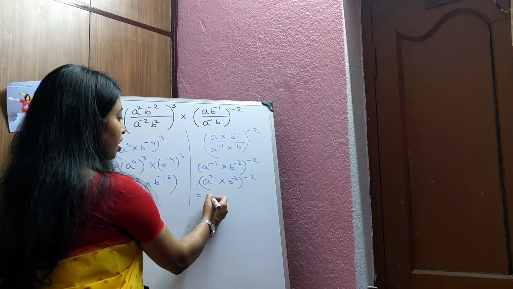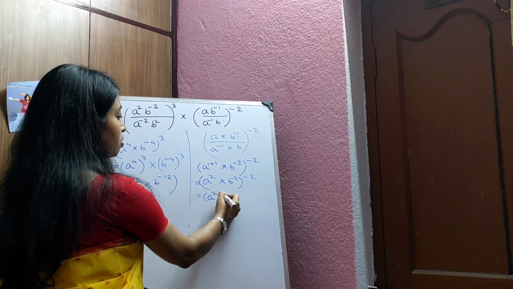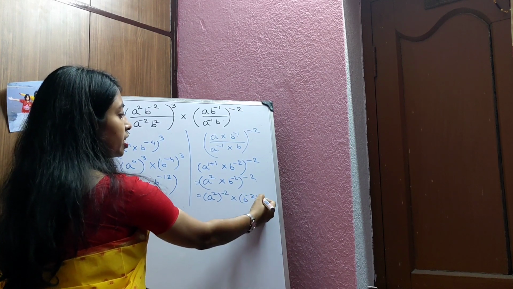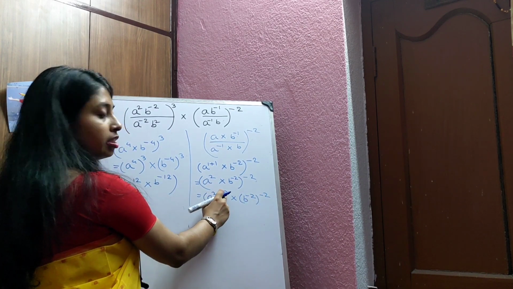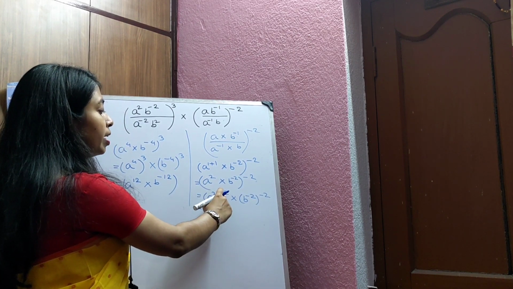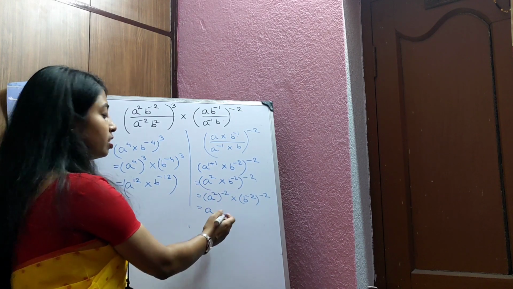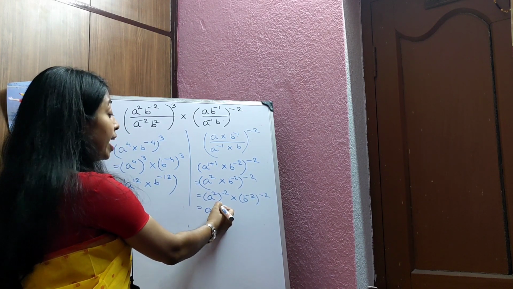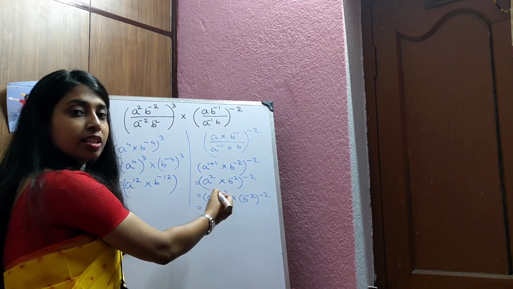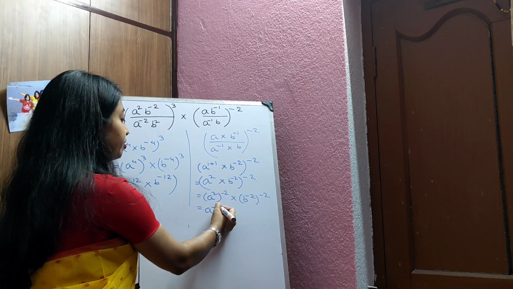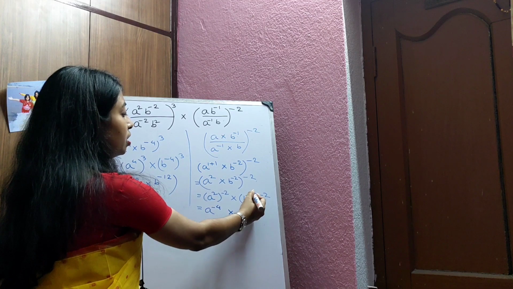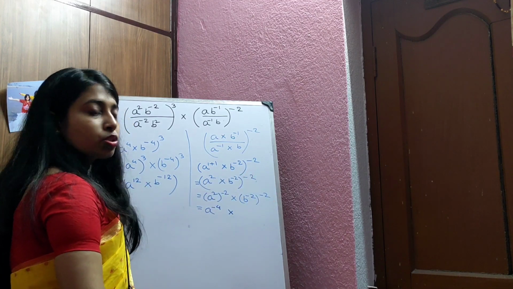So we will break it. A square, this thing is raised to minus 2, multiplied by b to the power minus 2, this term is raised to minus 2. Now this power and this power will be multiplied. A to the power 2 multiplied by minus 2. So 2 into minus 2 is 4, and the sign will be minus, since one number has a positive sign and another number has a negative sign. The product will be negative. So a to the power minus 4 multiplied by b to the power minus 2 and raised to minus 2.